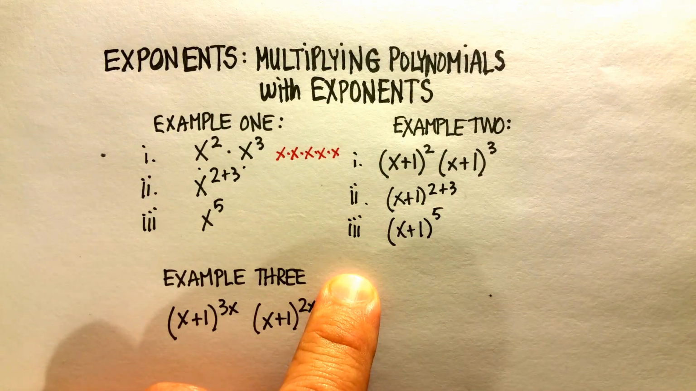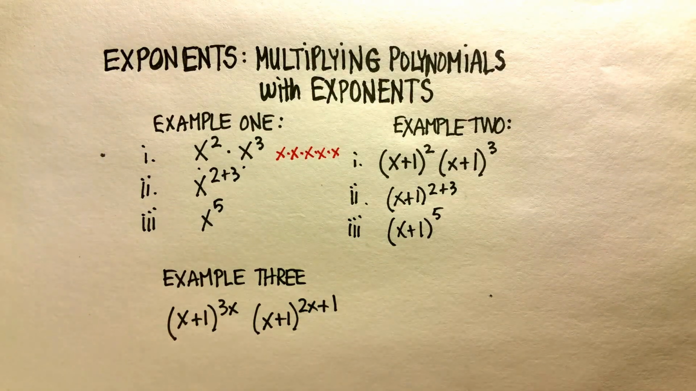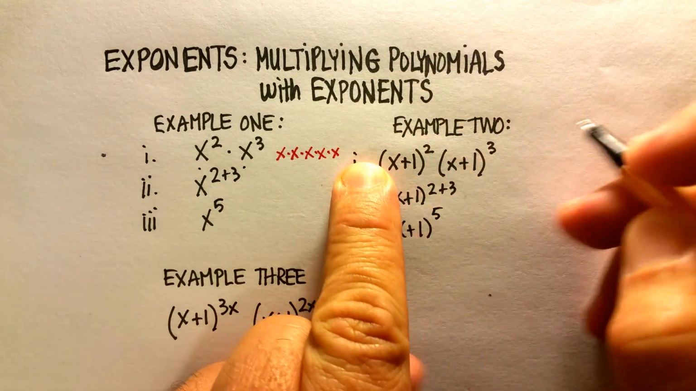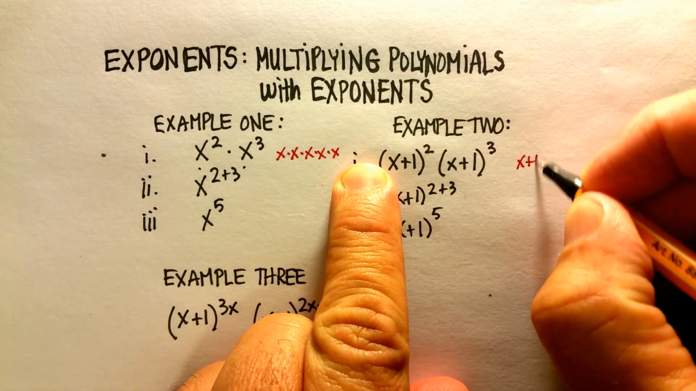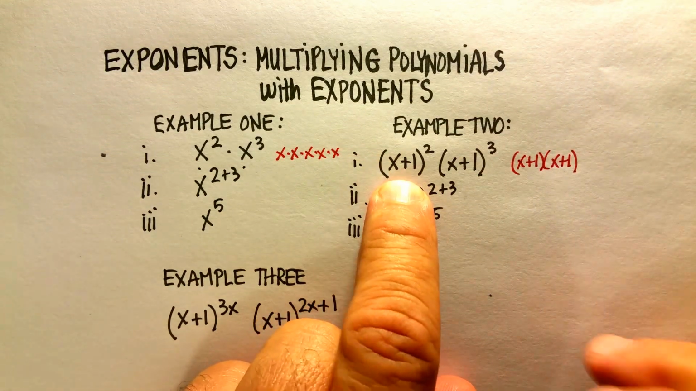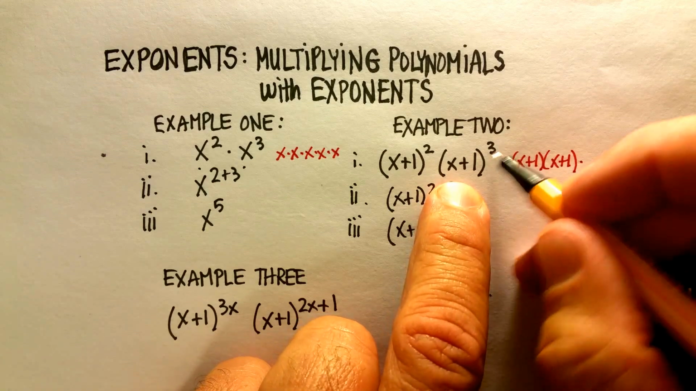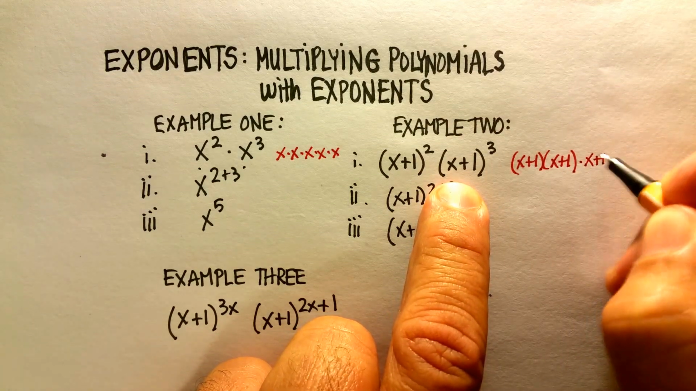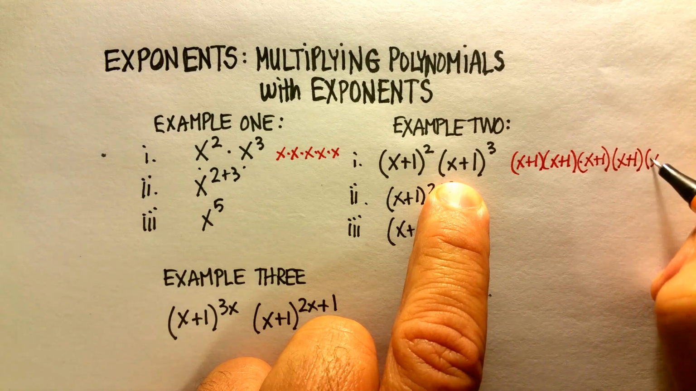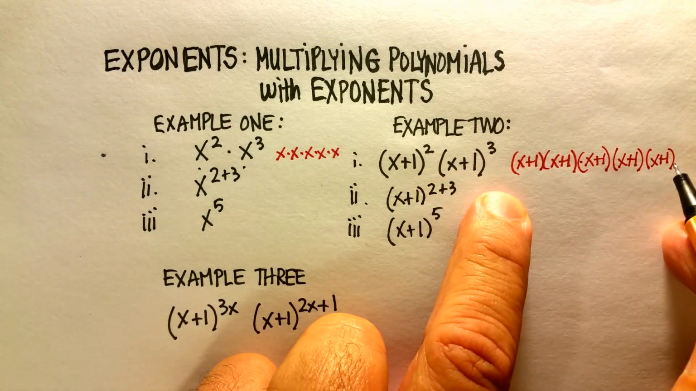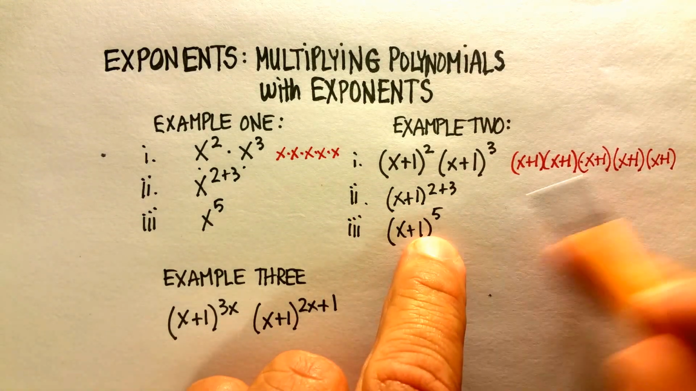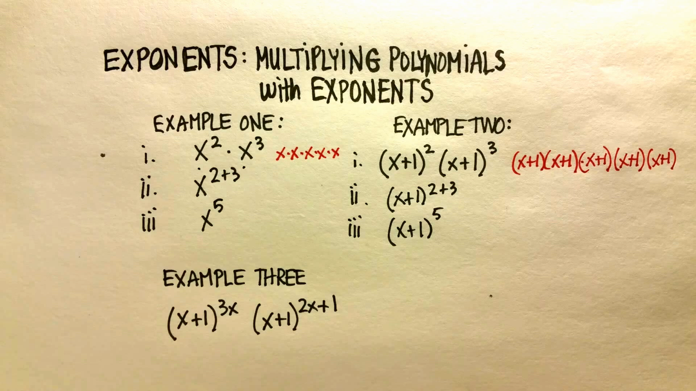And again, how would we illustrate that? Well, this is essentially saying that I have two x plus 1s. So I have an x plus 1 here times an x plus 1 here. So I've got two of them. And I'm multiplying that by three of them: x plus 1, x plus 1, and then x plus 1. So when I count them all up, I essentially have five of them. So it's (x+1) in parentheses to the fifth power.